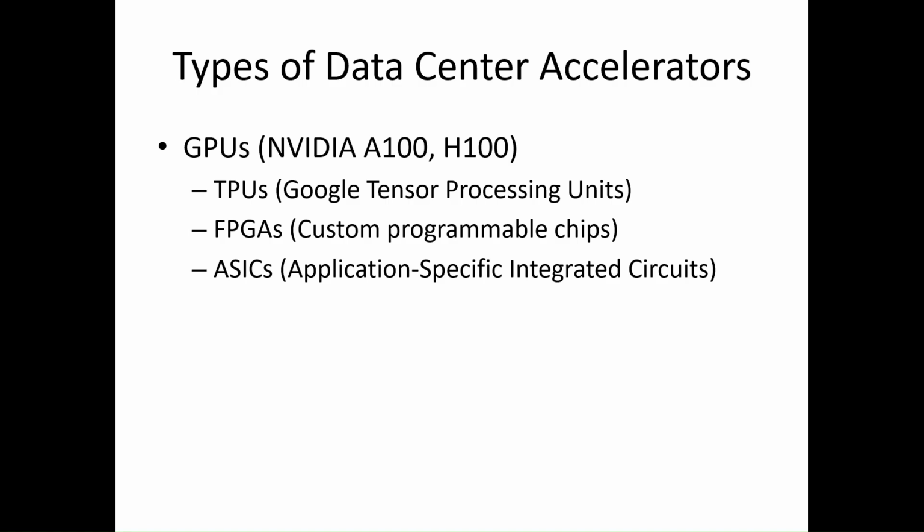Next topic: types of data center accelerators. Normally we know GPU, TPU, FPGA and ASIC. GPU is the most commonly used. TPU is Google's purpose-built chip, FPGA is reprogrammable logic, and ASIC is custom fixed-function. Each has trade-offs in flexibility, performance, energy efficiency and cost.